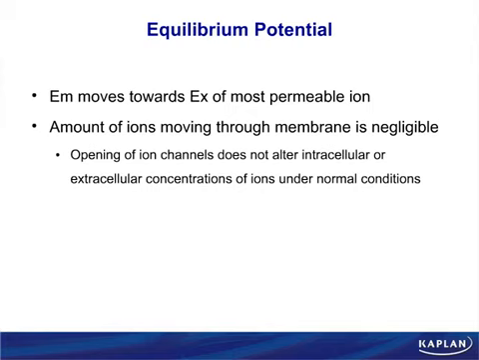Now, let's think about this idea. The membrane potential is going to move toward the equilibrium potential of the most permeable ion. Well, let's stop and think about that. Hopefully that makes good sense. So if I have an ion that has relatively high permeability, that's going to drive the cell toward the equilibrium potential for that ion. And so ultimately, the membrane potential is going to move toward the equilibrium potential for whatever ion is most permeable. In other words, whatever ion has the greatest conductance.